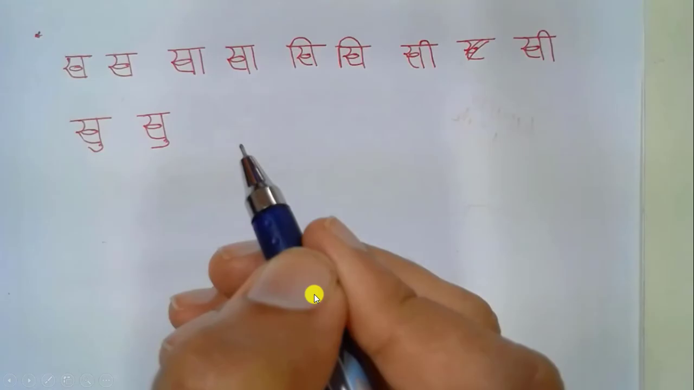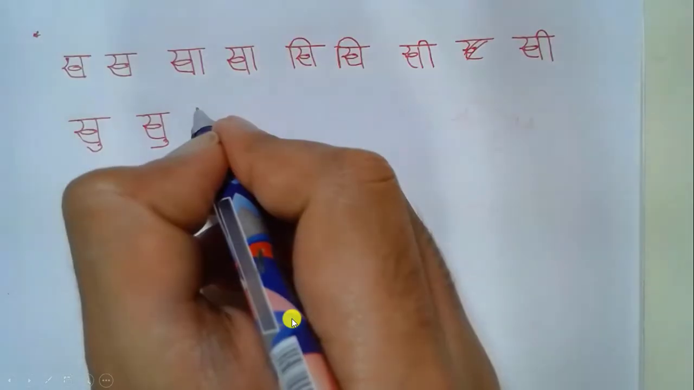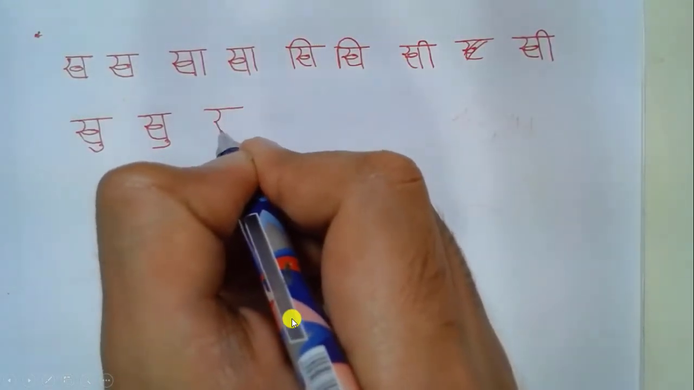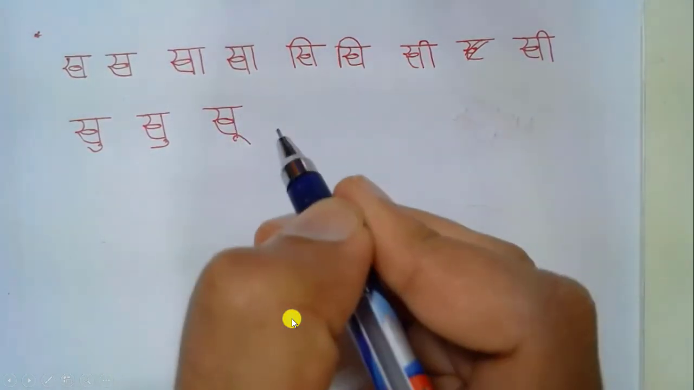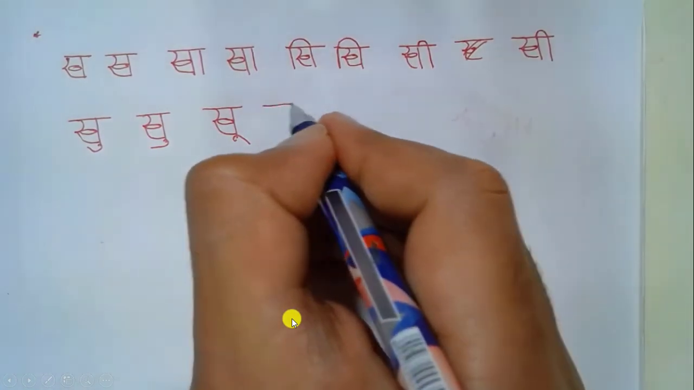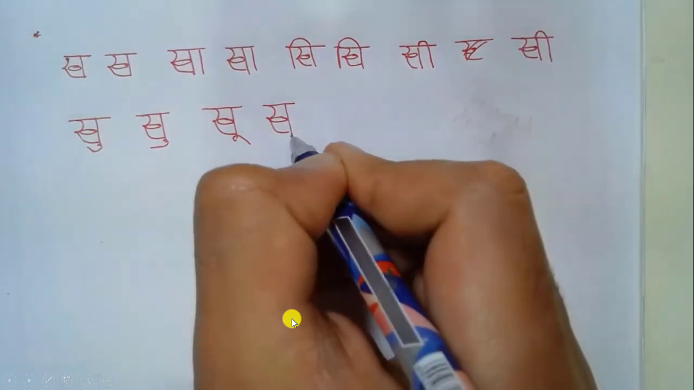Next is Koo. You get this sound Koo when you add K to long U. K plus U equals Koo. And you write Koo like this. Once again.